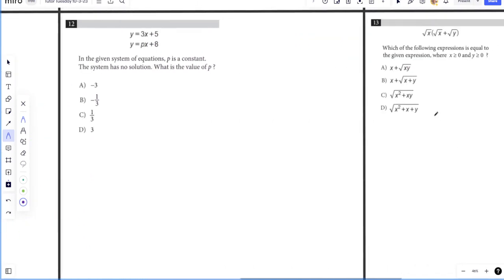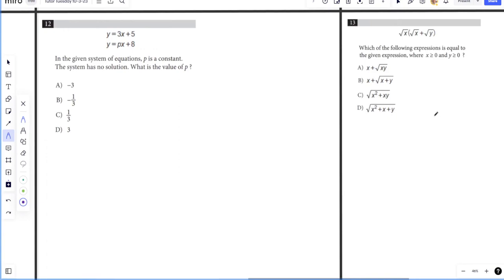Alright. Let's go on to the next question, number 12. In the given system of equations, p is a constant. The system has no solution. What is the value of p? I think you guys should be able to solve this pretty easily.